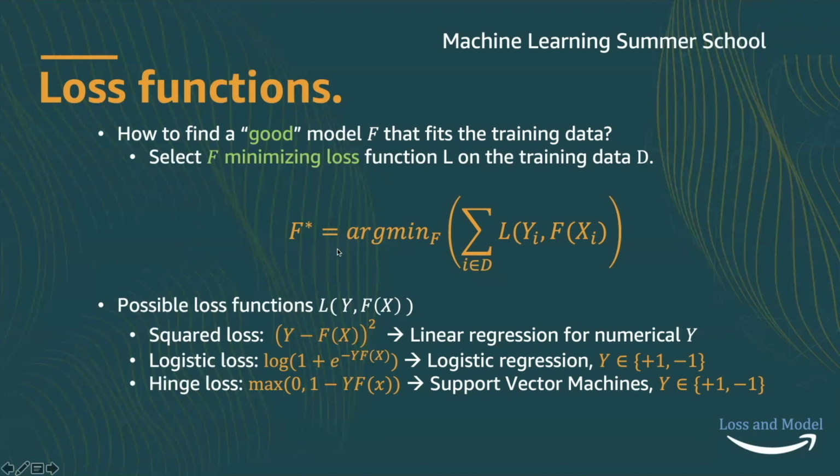And then we want that function f which minimizes this objective function, and we can call it the f star, and this is what we would use in prediction at inference time.